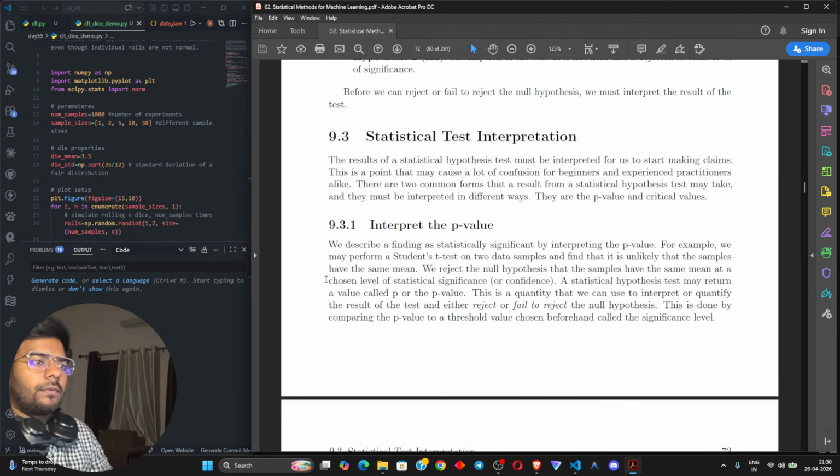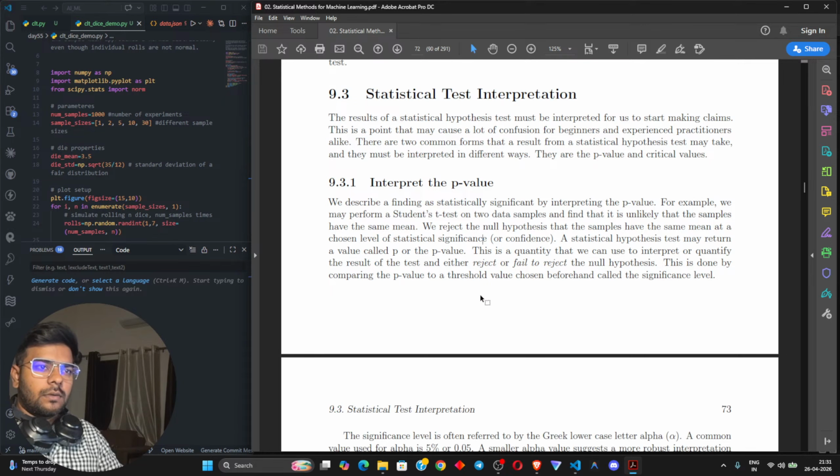Interpret the p-value. We describe a finding as statistically significant by interpreting the p-value. For example, we may perform a student's t-test on two data samples and find that it is unlikely that the samples have the same mean. We reject the null hypothesis that the samples have the same mean at a chosen level of statistical significance or confidence. A statistical test returns a value called p, or the p-value. This is a quantity that we can use to interpret or quantify the result of the test, and either reject or fail to reject the null hypothesis.